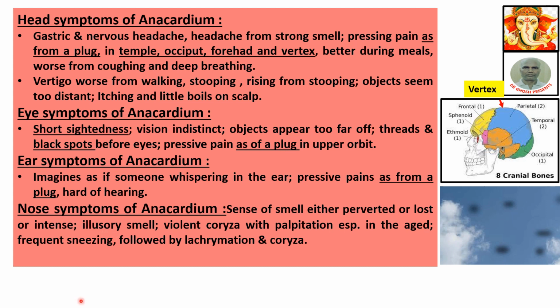Nose symptoms of anacardium. Sense of smell either perverted or lost or intense. Illusory smell. Illusory smell means smell of something that is not present. This is also a hallucinatory symptom. Violent coryza with palpitation, especially in the aged. Frequent sneezing followed by lacrimation and coryza.